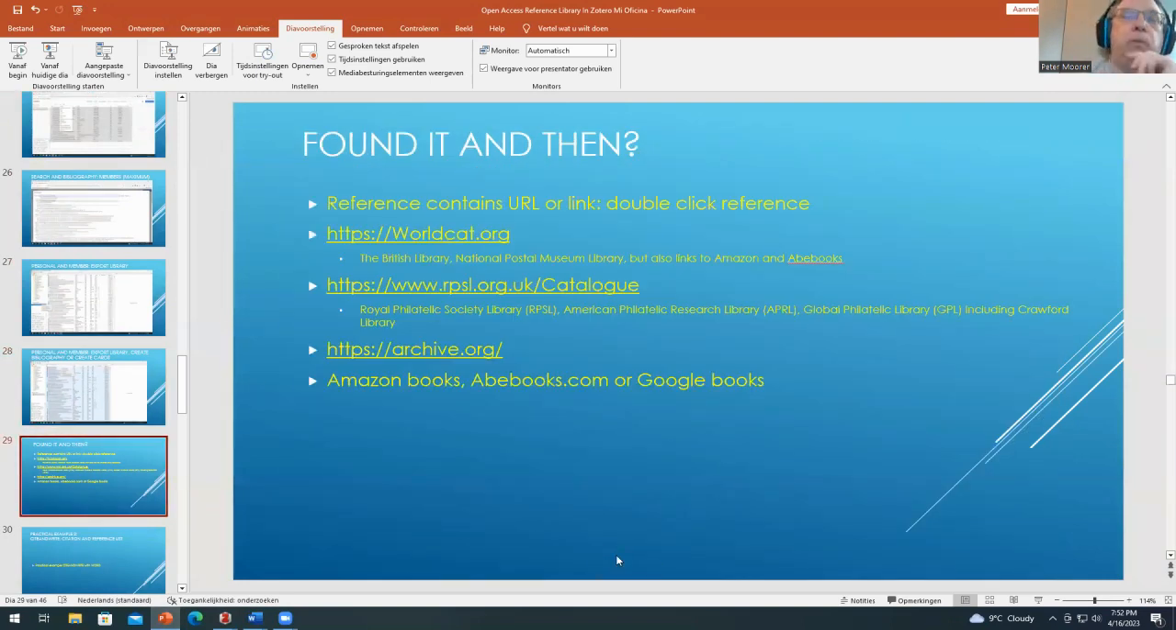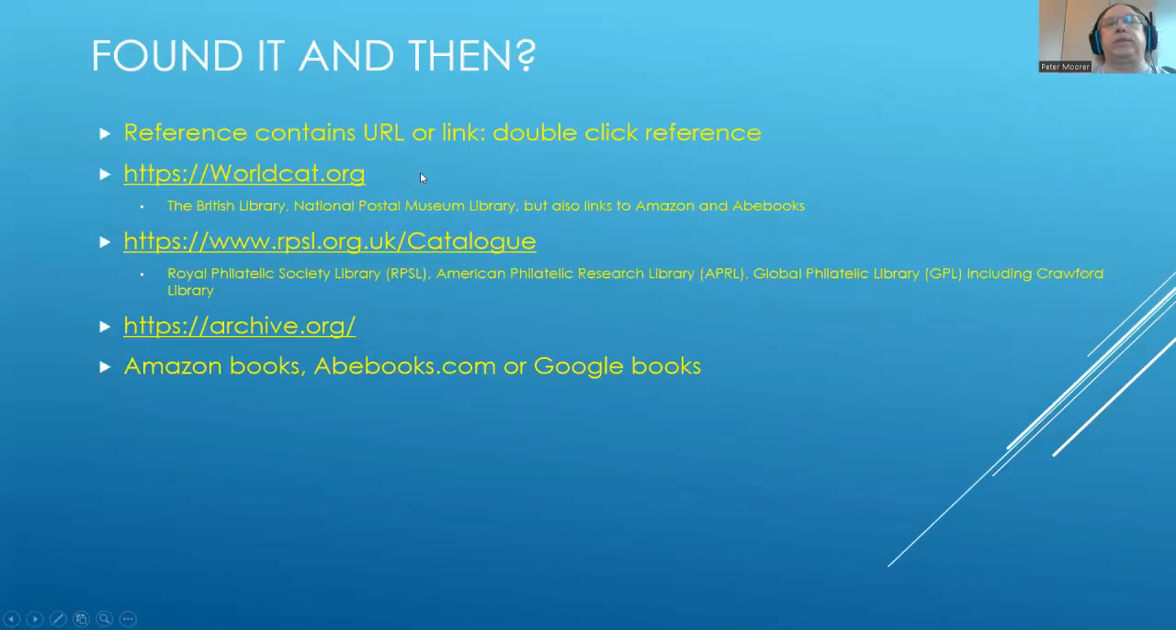Now, what do you do if you have found a publication? If I have a URL, you can double click on a reference and it will take you to the URL. And depending on the settings of your browser, it could also be possible that you can directly download the references on your computer. When I double click a reference, it will download directly.